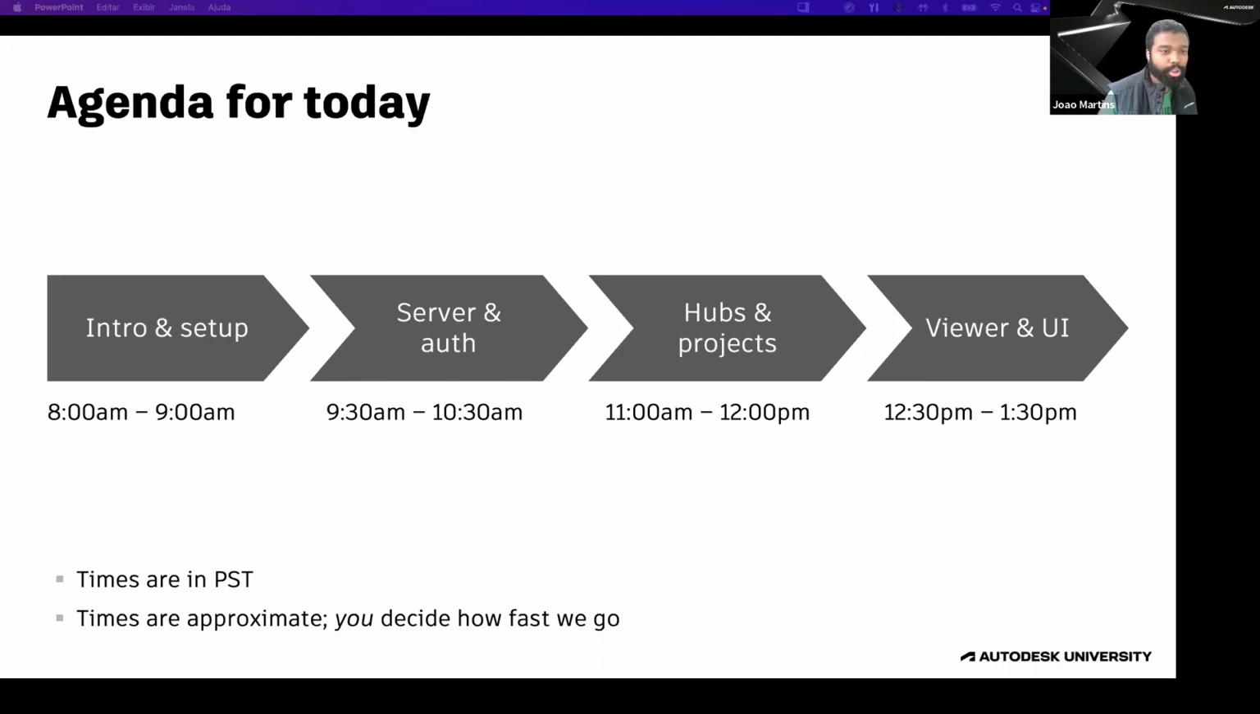After that, we are going to configure the server and the authentication in the second session. Then we'll take care of retrieving the hubs, the projects, and all of the information associated with a specific project with Autodesk Docs. Then, last but not least, we are going to take care of the client side of our application, adding the library for the viewer, the configuration for our tree of contents, and the whole user interface for our application, right?